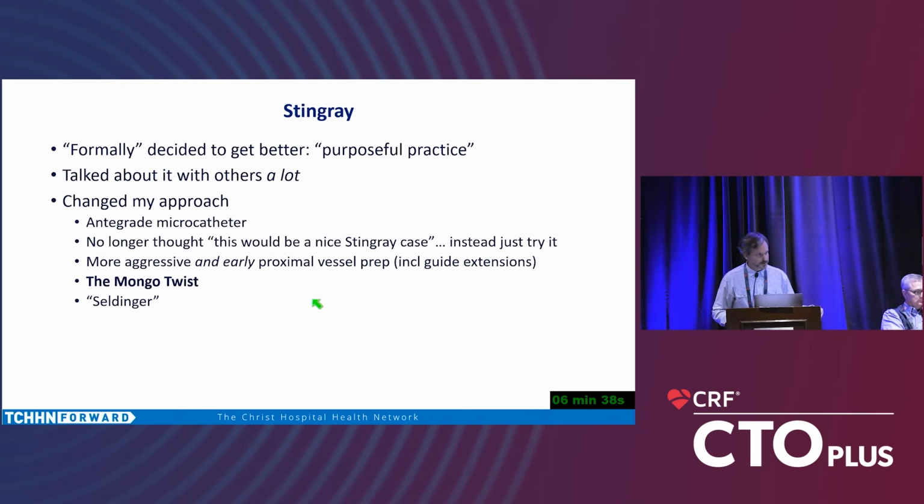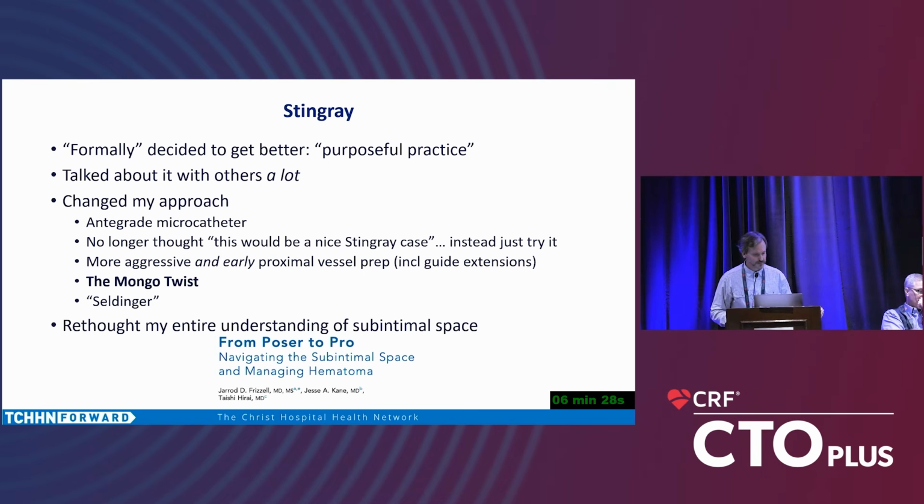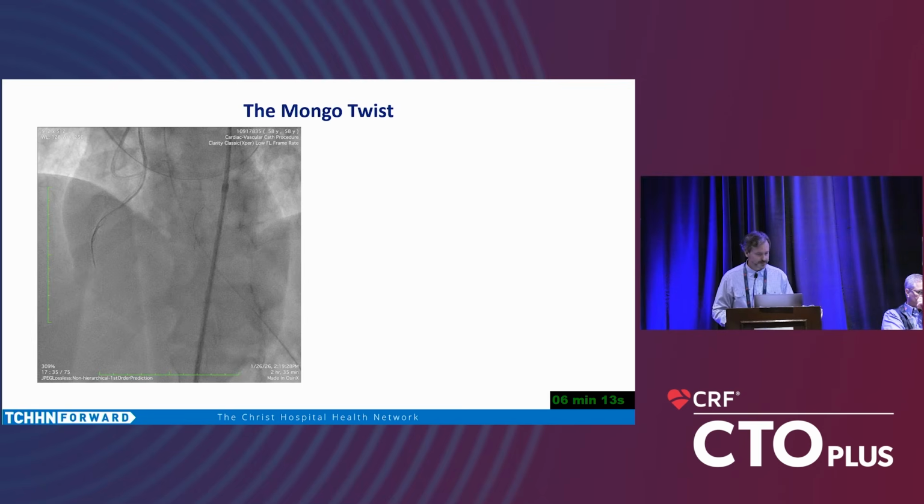I'll show you a little bit about the Mongo twist. This is something, I'll be honest, I haven't heard anybody talk about before. And another key to unlocking this was a Seldinger approach for me, doing a through and through and then catching it on the way back. I also completely rethought my entire understanding of the subintimal space. And this is an entirely different topic that fortunately I was asked to write about, and so with some help from Jesse and Taishi, I won't do it all here, but it was really important to me unlocking this.